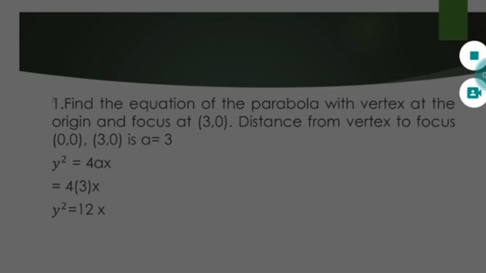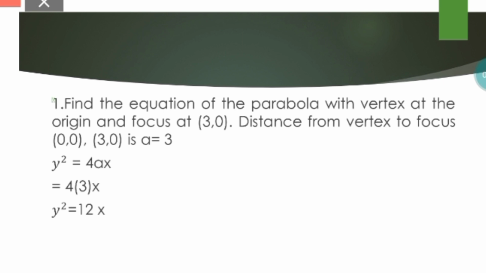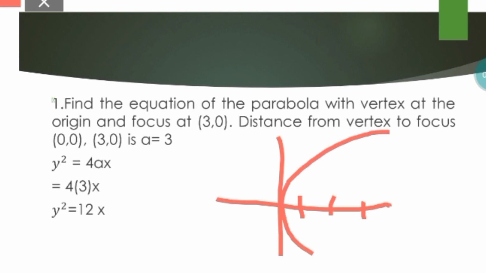So when we graph this one, the 3 is on the x-axis, to the right or the left. It is something like this, okay? We have 1, 2, 3, and the origin at 0, 0. So the graph is something like that if the vertex is at 0, 0 and we have a focus at 3, 0.